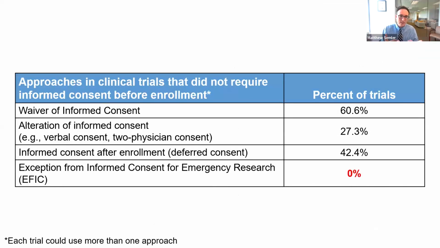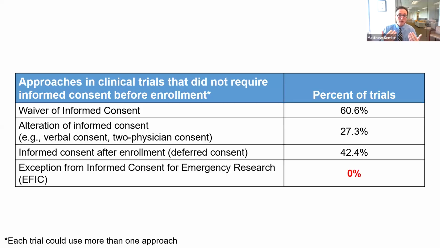In these trials that did not require informed consent prior to enrollment, what approaches to informed consent were used? And trials could use more than one. So 60% of these trials used a waiver of informed consent. About 25%, about a quarter of the trials, used alteration of informed consent, so verbal consent or two-physician consent for a patient who didn't have capacity to provide informed consent.